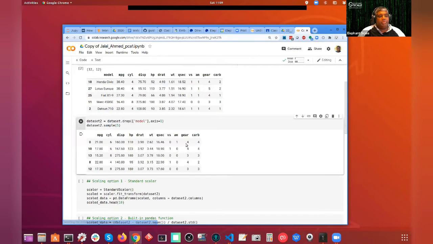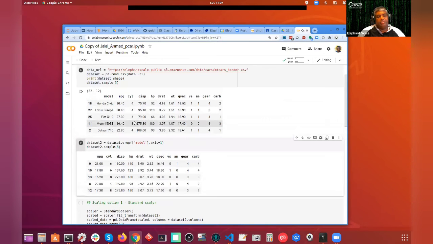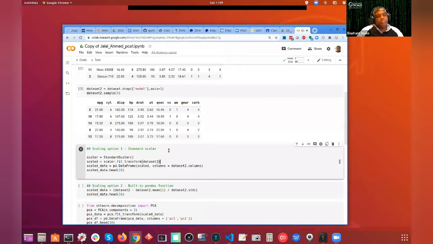So basically, we are dropping the model, right? So we just have the numbers, right? And that's because to do PCA, we need to have numbers. And that's another reason I like the data set, because it's all numbers. Okay. Now to do PCA, before that, we need to scale. So again, you guys know all this, right? We have done all this before. So we are doing a standard scaler to scale it down.